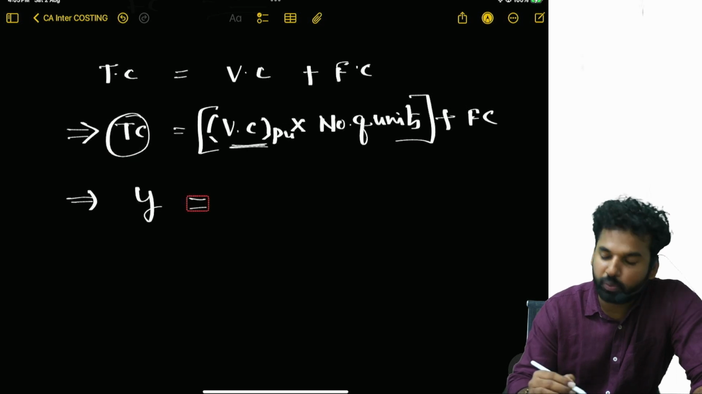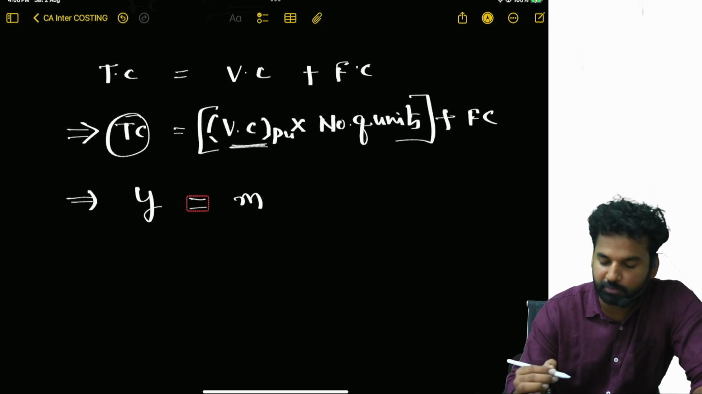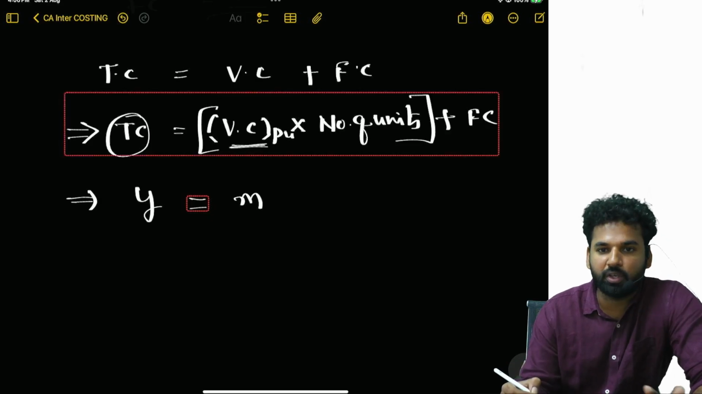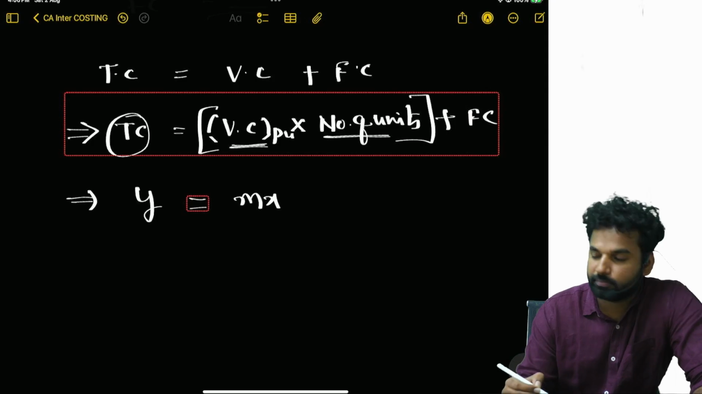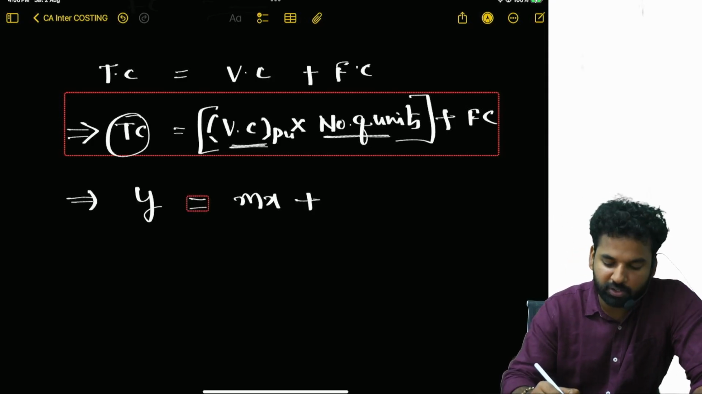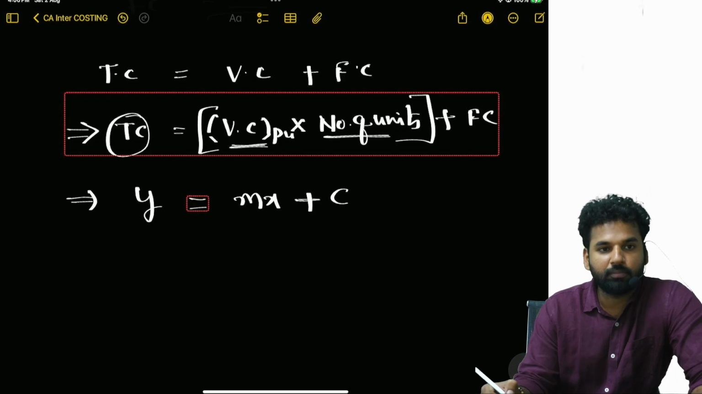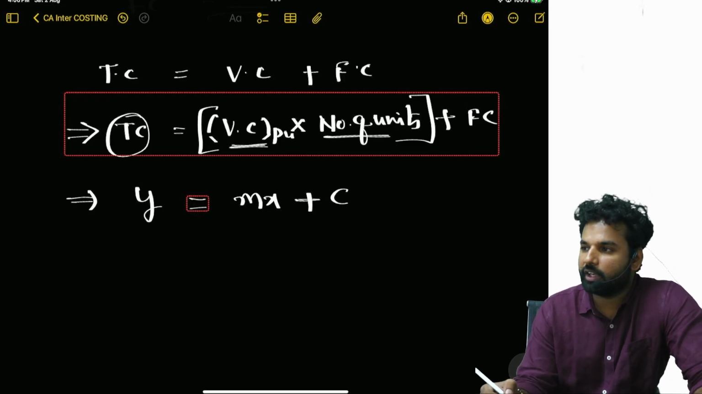Variable cost per unit will be denoted with M. Number of units will be denoted with X. Fixed cost will be denoted with C, the constant. So this is an equation: Y is equal to mx plus c.